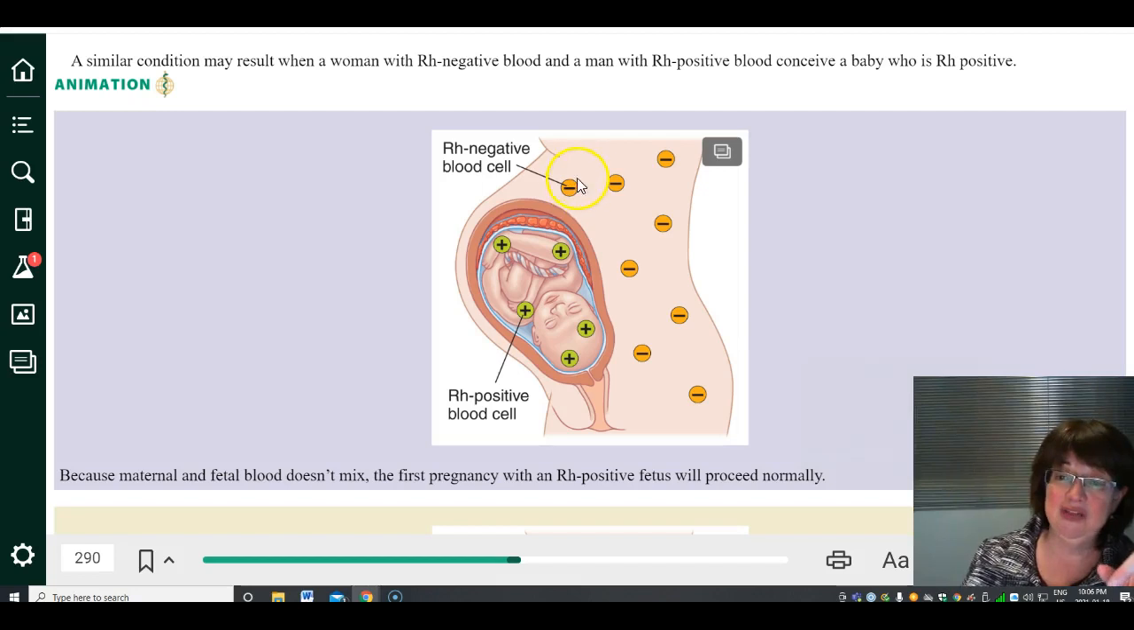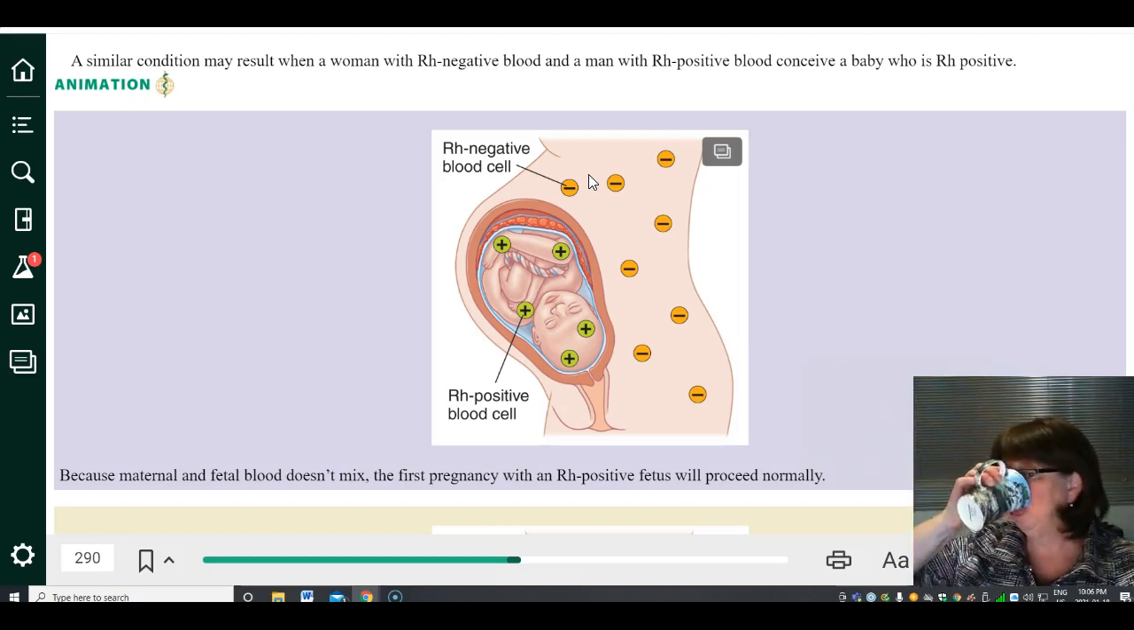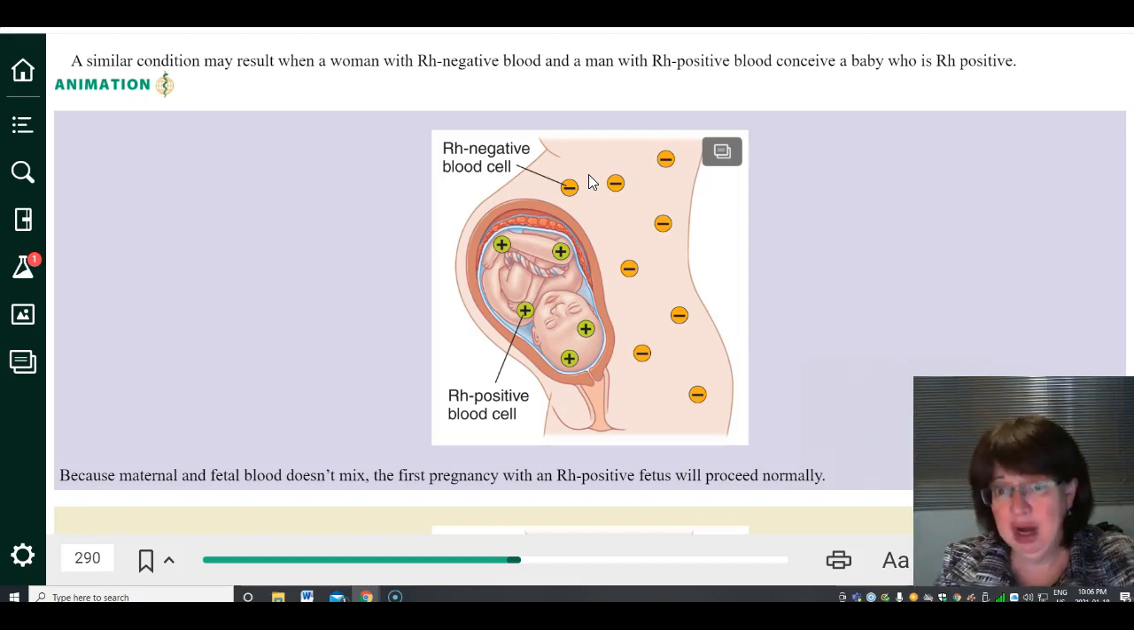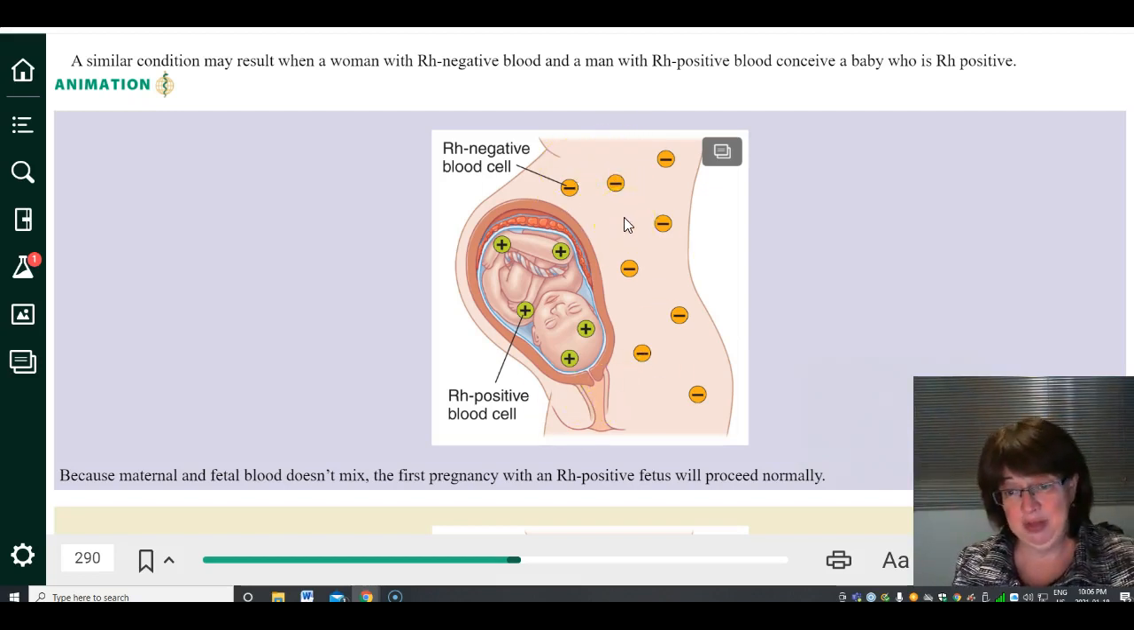So if the mother is Rh negative, and then the father would be Rh positive, positive is dominant. The baby would have Rh positive antigens. If there is no mixing of blood, the baby will be born no problem. But there could be a tear, there could be some sort of fetal mixing. That's because the mother doesn't have any antibodies to begin with.